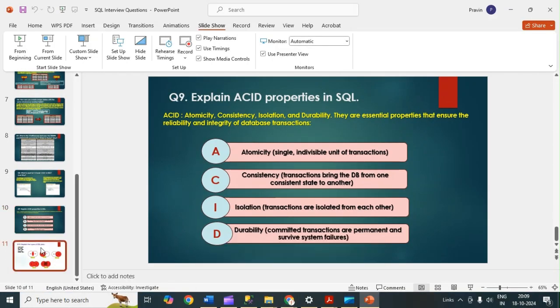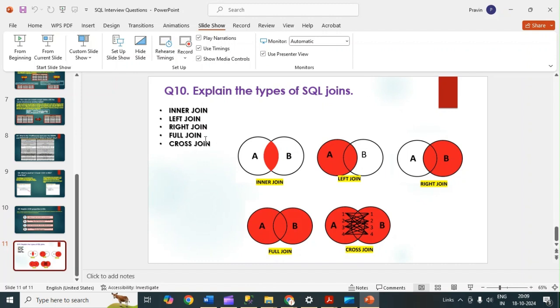So question number 10: SQL joins. All of you know that there are different types of SQL joins: inner join, left join, right join, full join, and cross join. This is the basics of SQL joins. If we check the inner join, there are two tables, A table and B table. The A table has some data, and the B table has some data. So if we perform the inner join.